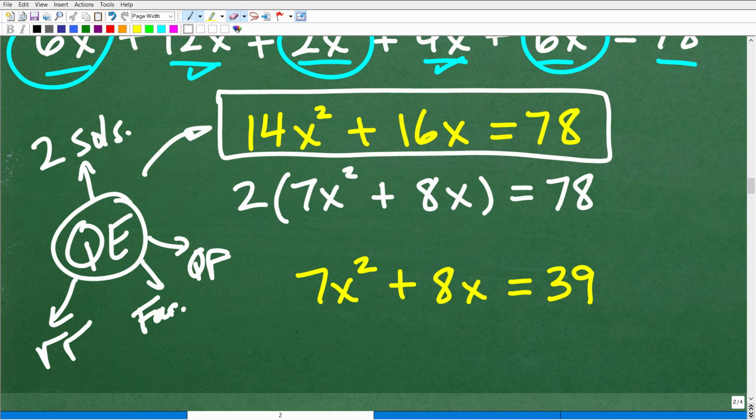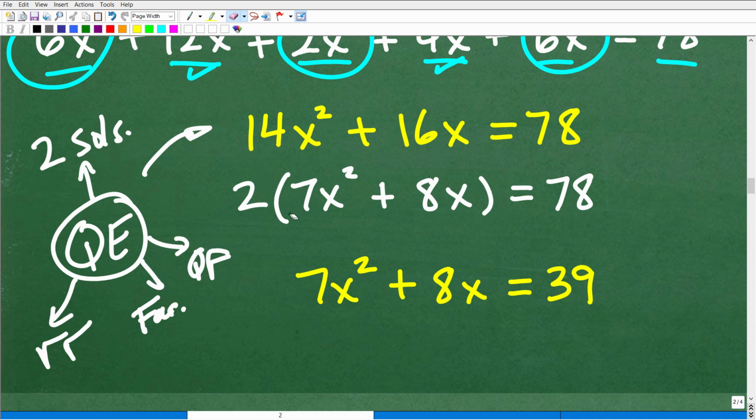But before you even start doing any of that, you should look for opportunities to simplify your equation. If we notice here, we can factor a 2 out of all of these expressions. In other words, the 2 is the greatest common factor. So I can write the left-hand side as 2 times 7x squared plus 8x equal to 78.